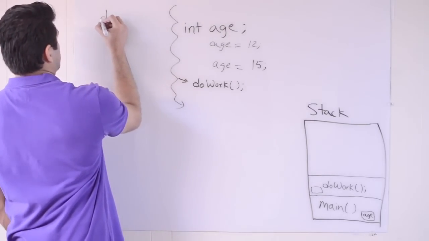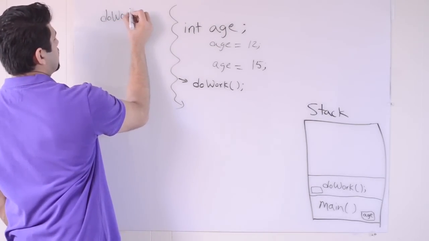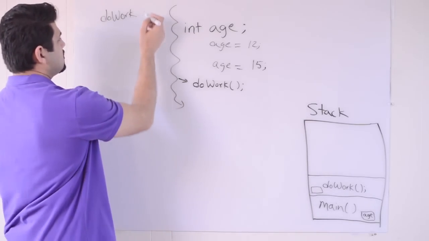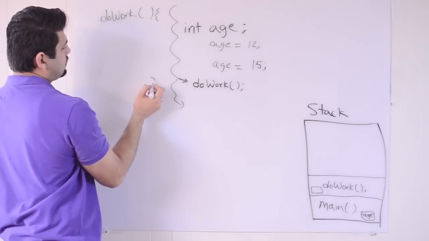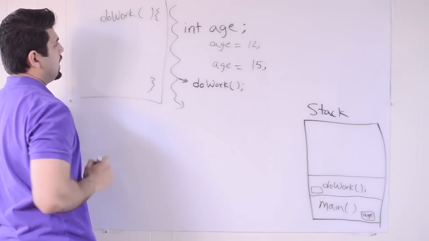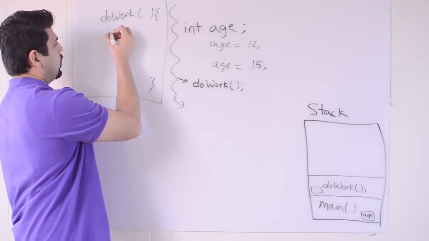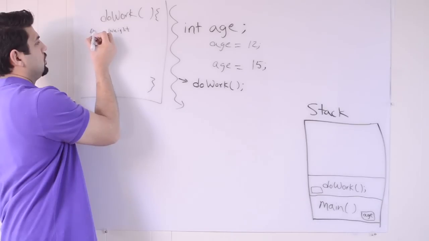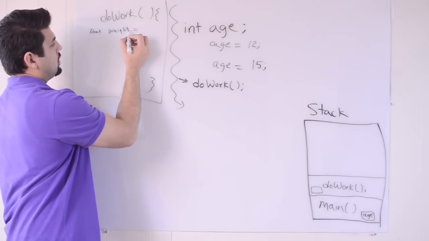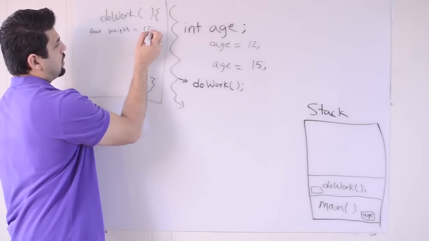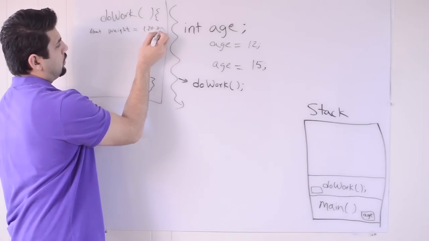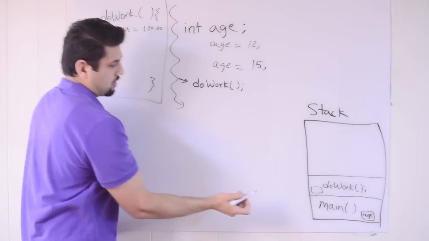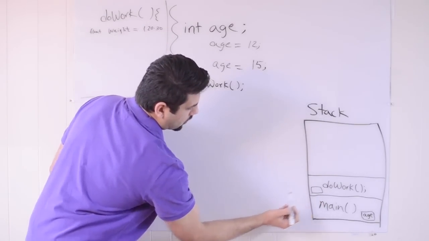For brevity, I'm not going to enter all of the other keywords that are required, like public, void, and all of that. Let's just say this is the method definition, right, of do work. And in here we have a variable called wait, and it's of type float. Hopefully you can read this. And let's say it's 120.30, okay? So this variable is going to reside in this stack, the do work stack, okay?